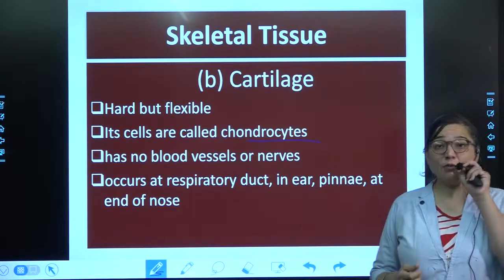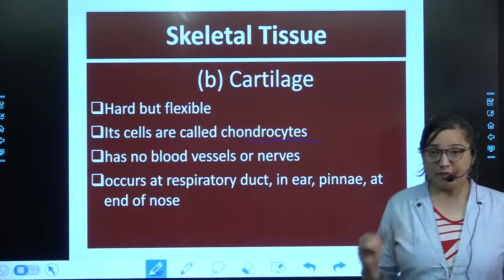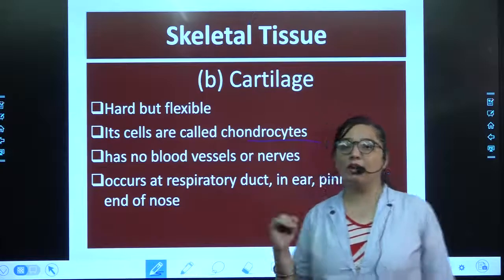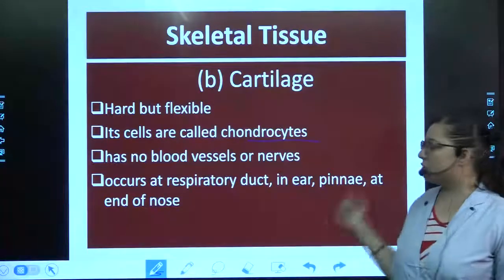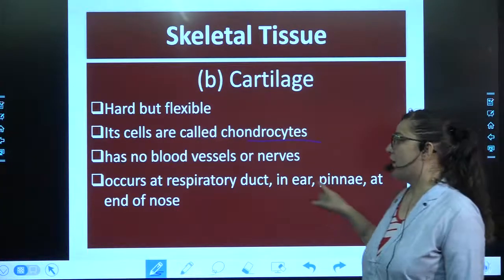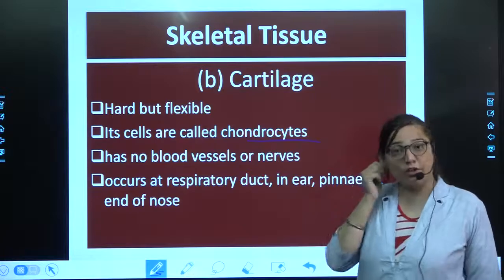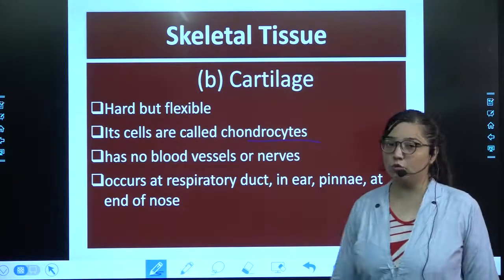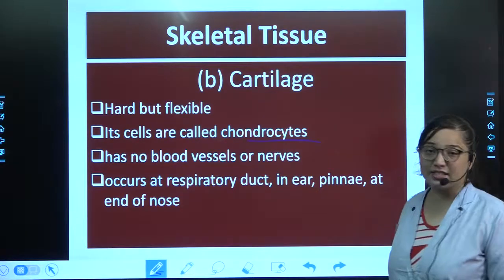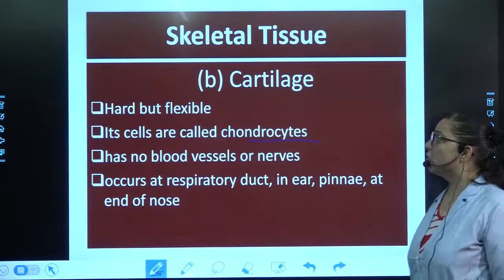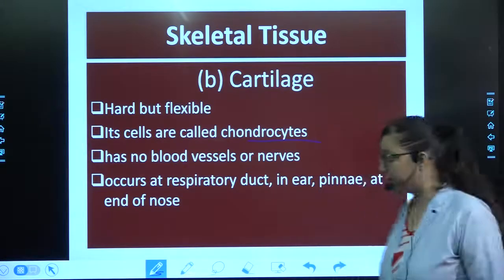Once again, some important points regarding the cartilage. Hard but flexible. What are its cells called? Chondrocytes. Bone cells are called osteocytes. It has no blood vessels or nerves. Where does it occur? At the respiratory duct, in the ear, the pinna over here, and at the end of the nose. Note down, after that we will see the difference between the two types of skeletal tissue, that is bone and cartilage. Quick.